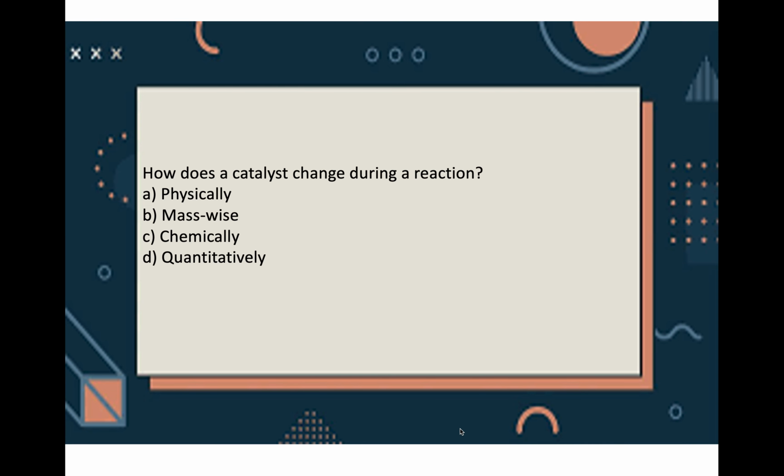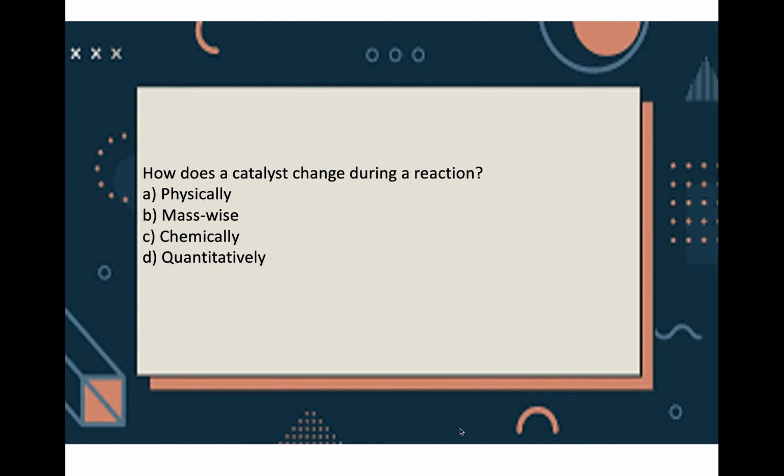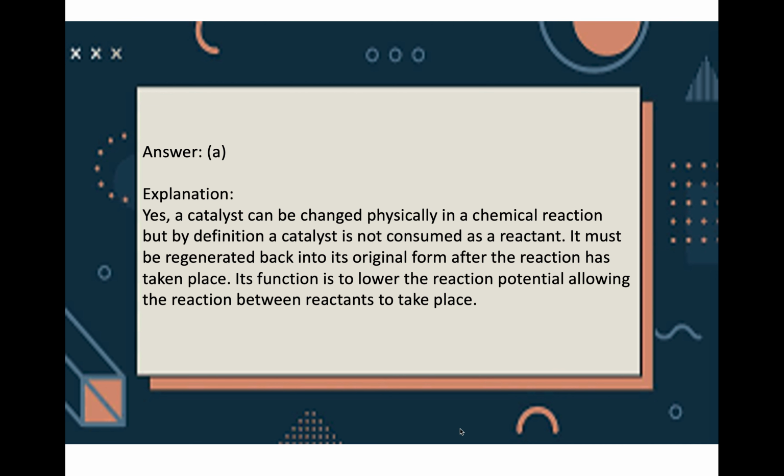So, next question, how does a catalyst change during a reaction? A. Physically. B. Mass wise. C. Chemically. And D. Quantitatively. So, answer is A. Physically. So, a catalyst can be changed physically in a chemical reaction, but by definition a catalyst is not consumed as a reactant. So, you have to regenerate it back into its original form after the reaction goes to completion. So, its function is to lower the reaction potential, thus allowing the reactions between the reactants to take place.